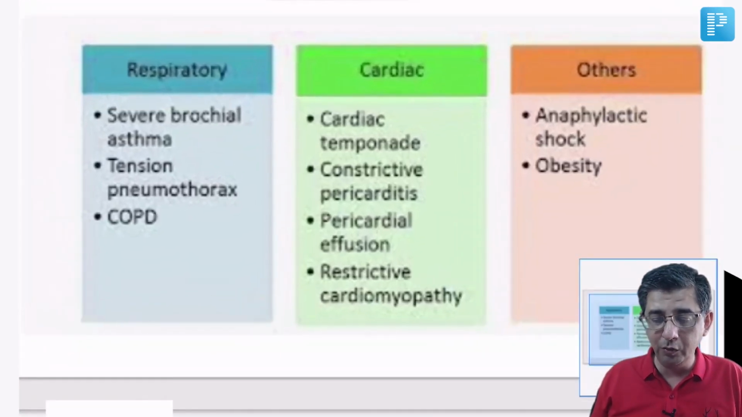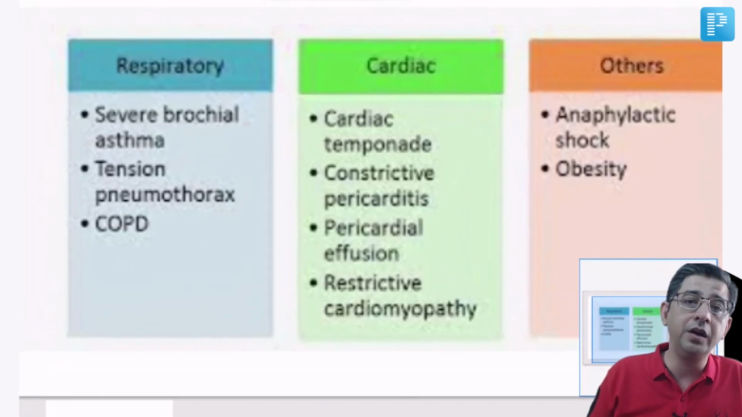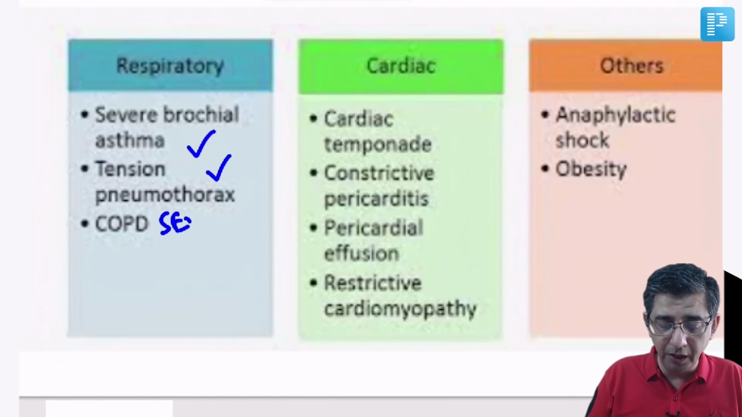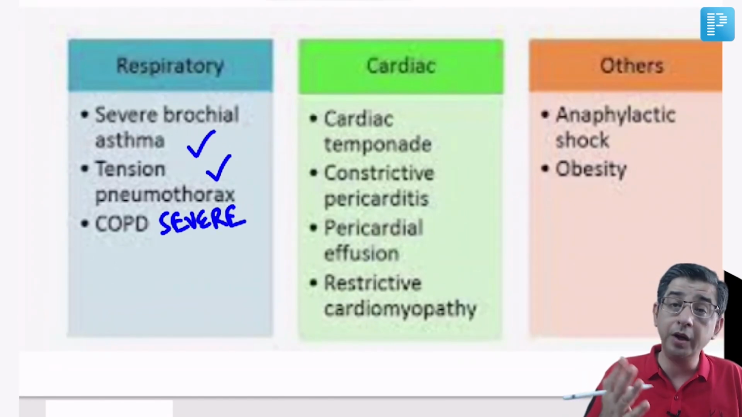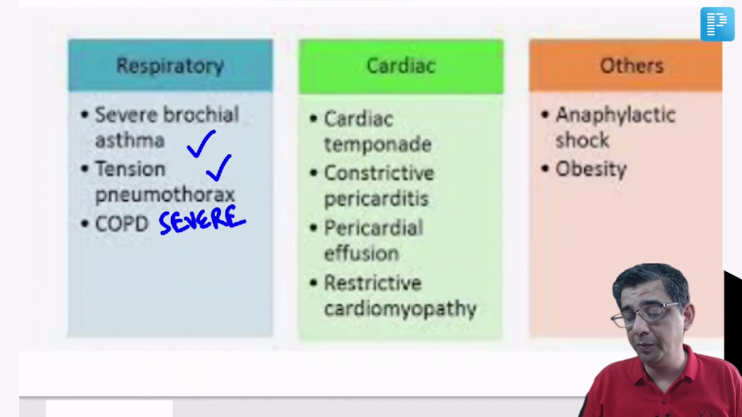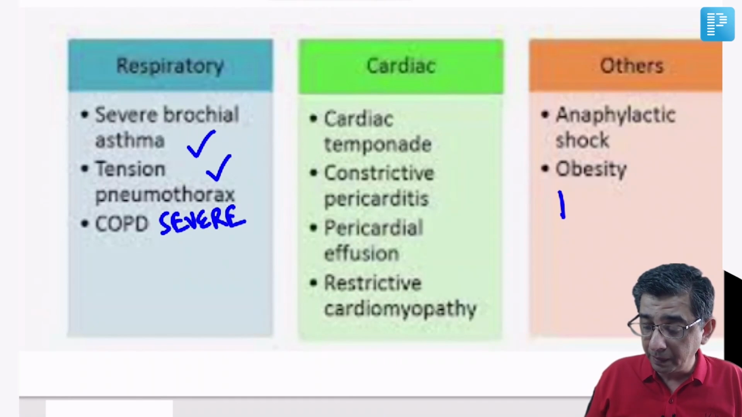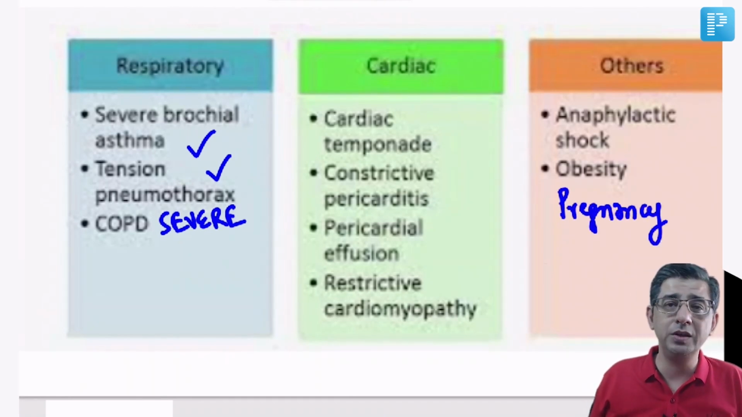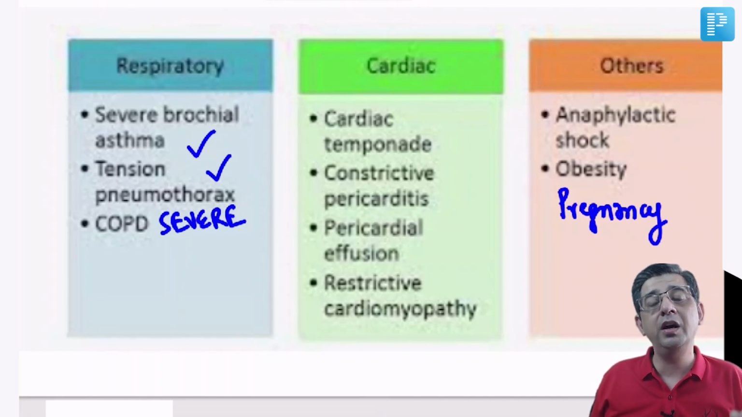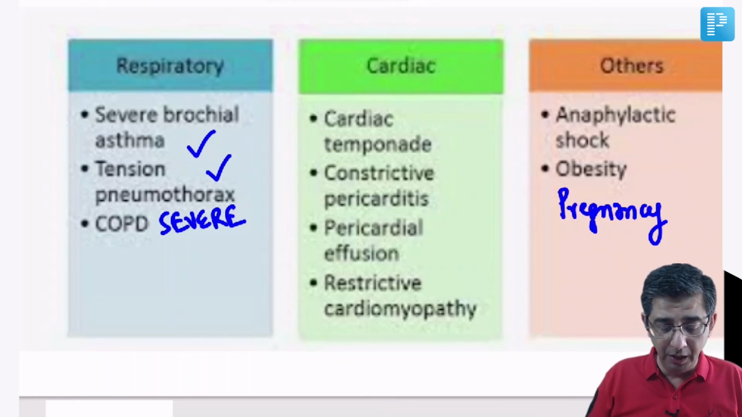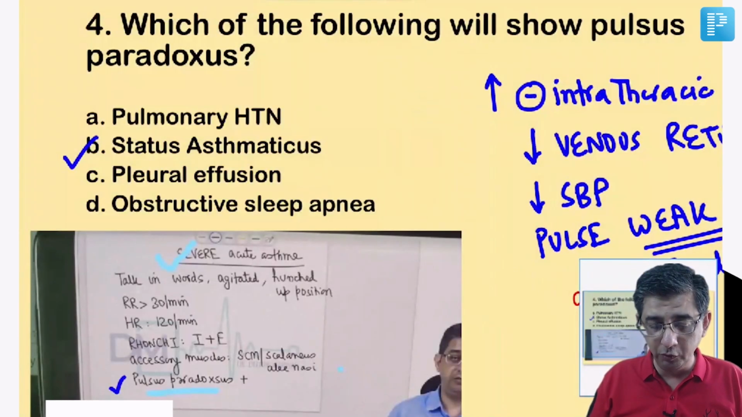But at the same time, I want you to remember that even respiratory conditions like severe bronchial asthma, tension pneumothorax, even severe COPD, and even the possibility of pulmonary embolism can contribute to the development of pulsus paradoxus. In fact, even in obesity and even in pregnancy, you could have a pulsus paradoxus present. So if you just go to the first lecture in, let me say, the FMG section, I've talked about the various types of pulses, and there I have specially highlighted the conditions where pulsus paradoxus can be present. The answer to this question is Bombay, and we move on to the next one.